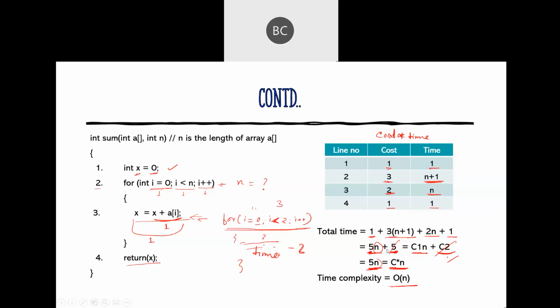Is it clear? Just look at this picture once, and let me know whether you are understanding this logic or not.